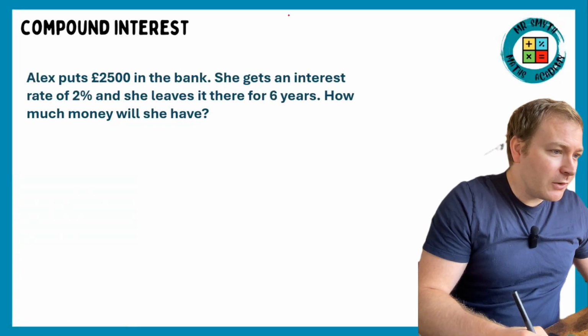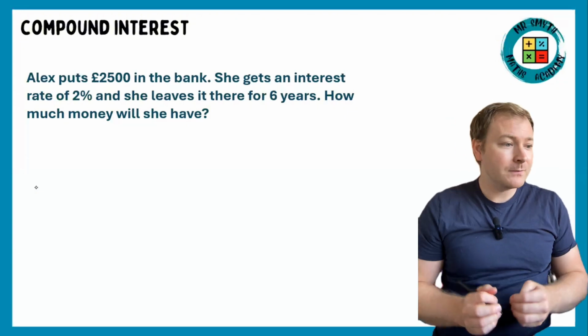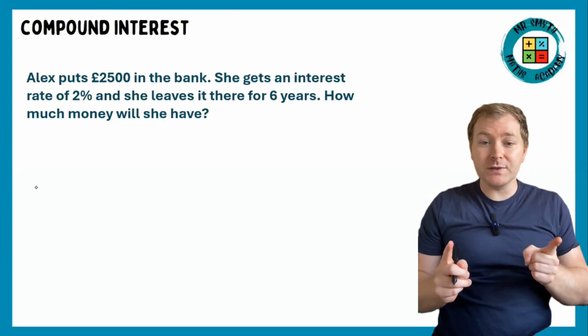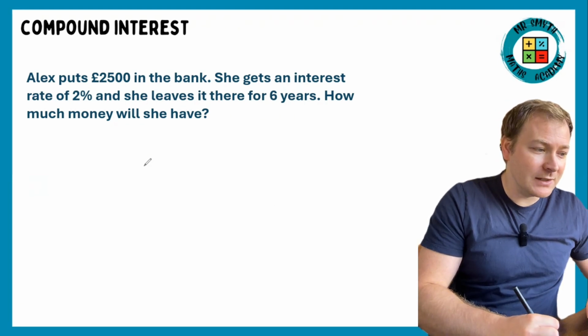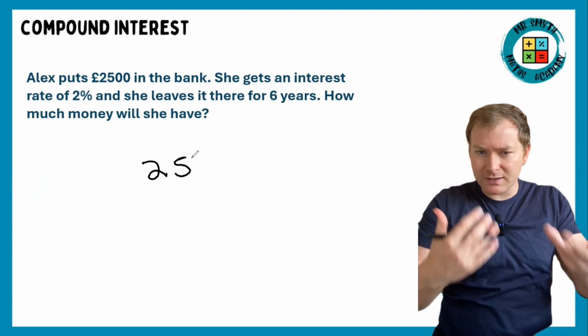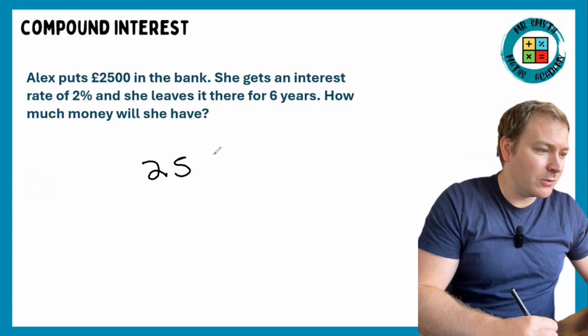Okay, so in this question, it says Alex puts £2,500 in the bank. She gets an interest rate of 2%, but this time she leaves it there for 6 years. So let's start with the capital amount. The original amount, we tend to call that the capital. So just the original, the normal amount, capital, whatever you want to call this.